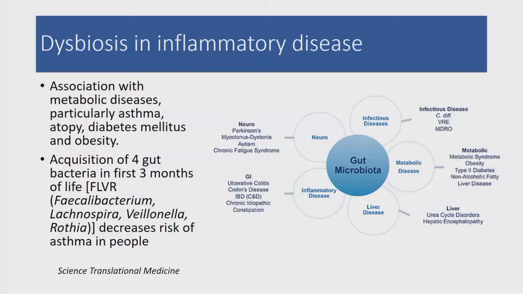So what about when it goes wrong? How can the microbiome be associated with disease? It has been documented that there is a dysbiosis in a wide variety of inflammatory diseases, particularly asthma, type 2 diabetes, and obesity. And in a landmark Canadian study, it was shown that if these four bacteria, FLVR, and I think I remember them, but each time I have to go back and remember the names of these four, are acquired in the first 3 months of life, regardless of your genetic background, you dramatically decrease the risk of developing asthma later on in life.